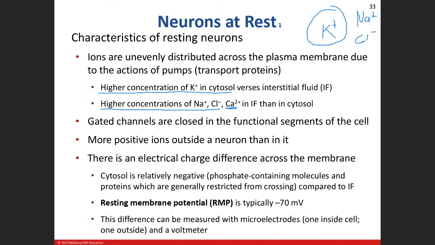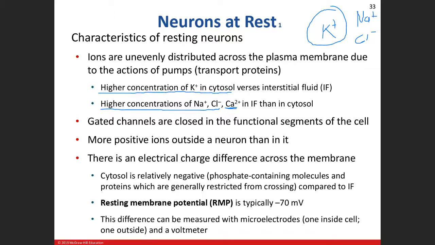All right. Also, when these neurons are at rest, the gated channels are going to be closed. Remember all those gated channels that we learned about? Chemically gated channels, voltage gated channels, okay? Those are all closed. We're not doing anything, okay? We're not doing anything.